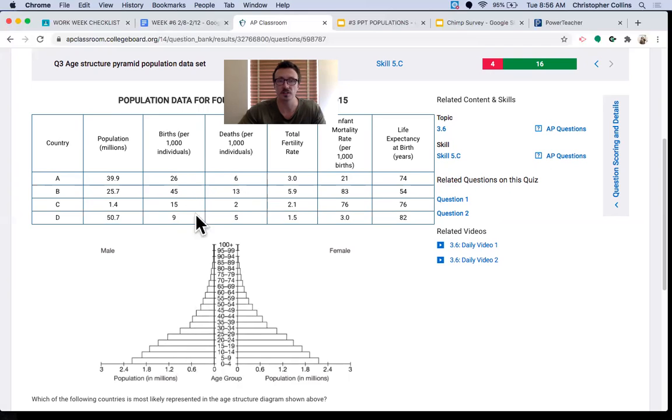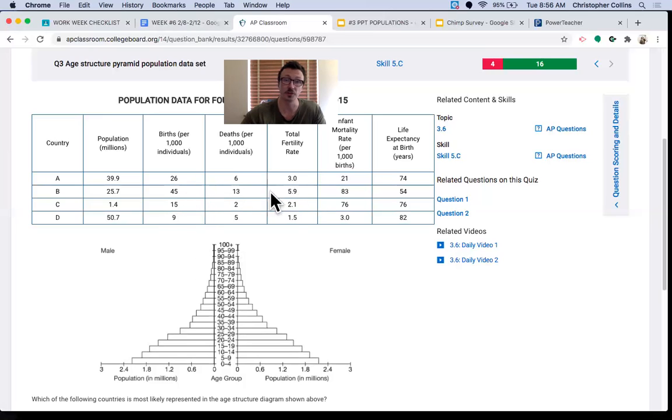So which of these countries has the highest birth to death rate ratio, or what's the biggest difference? If you look here at country B, you've got 45 babies born per 1,000 individuals, whereas you've got 13 individuals dying, but that's still a substantial difference. We're talking over 30 between the two, right? And that's the greatest difference compared to the other countries.